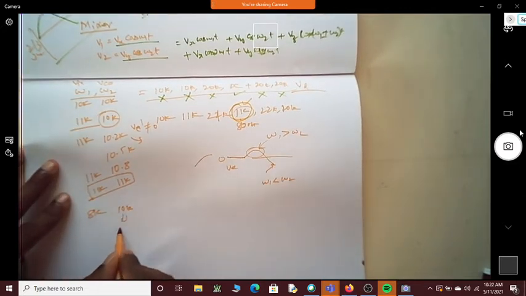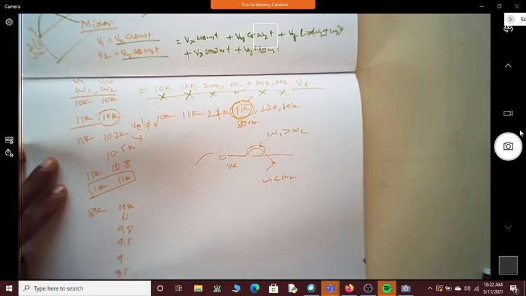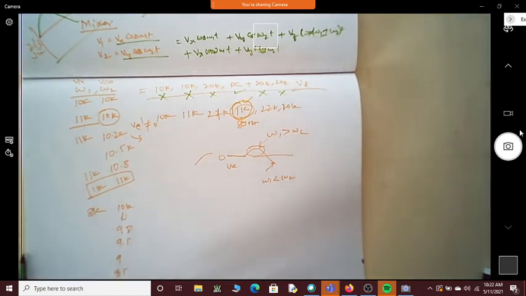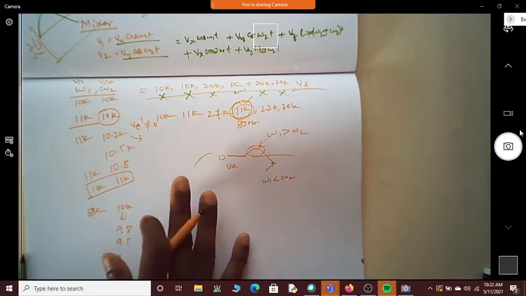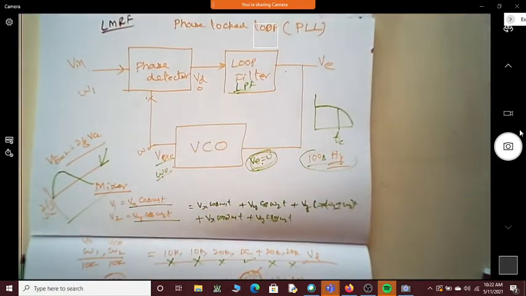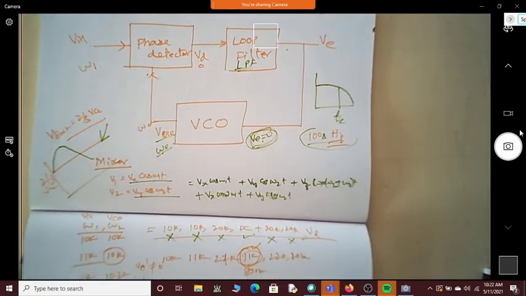Then in such a case, this will become 9.8, then 9.5, then 9, then 8.5, and ultimately this will become 8k. As long as this is not 8k, this will keep on tracking, because it has to lock. It has to lock. So this is the entire process that is happening.